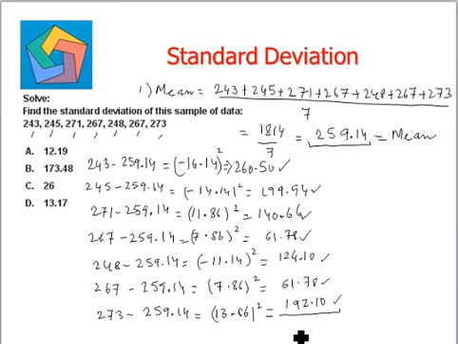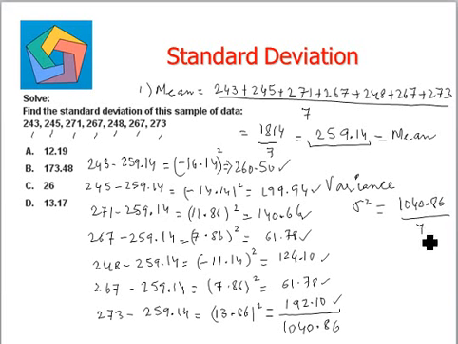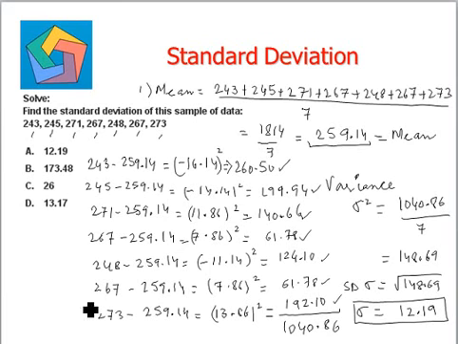Now we'll add up all these squared differences that we've just calculated. This gives us 1040.86. Now this is the variance. We'll calculate the variance from here, that is sigma square equals 1040.86 divided by the count, that is 7. Now this value comes out to be 148.69. Now standard deviation SD, that is sigma, equals the square root of the variance, that is 148.69. This gives us the answer as 12.19. So the standard deviation for the given sample data is 12.19, which can be seen in option A.